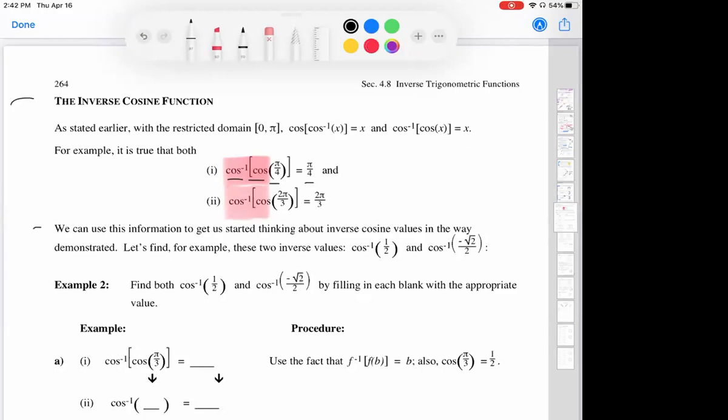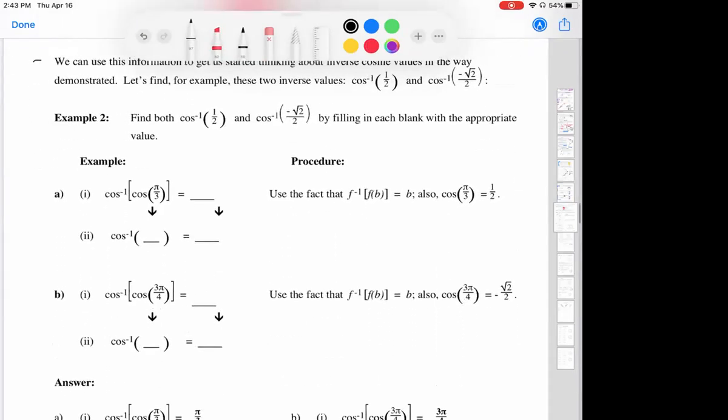We can use this information to get us started thinking about inverse cosine values in a way. Let's find, for example, these two inverse values: cosine inverse of 1 over 2 and cosine inverse of negative square root of 2. Example 2, find both cosine inverse of 1/2 and cosine inverse of negative square root of 2 by filling in each blank with an appropriate value.